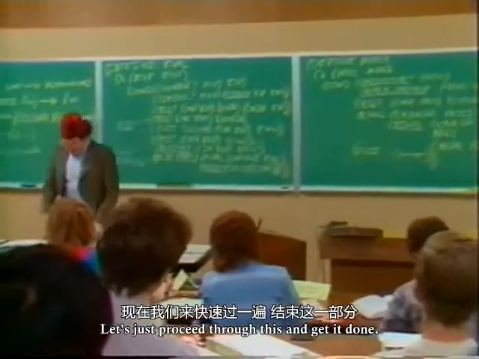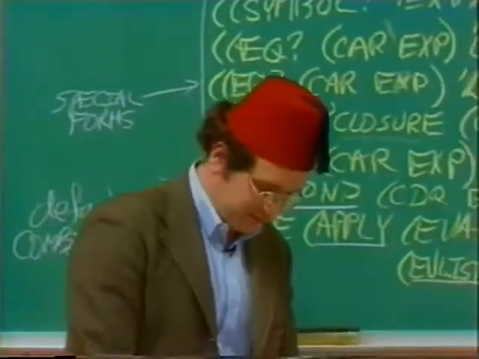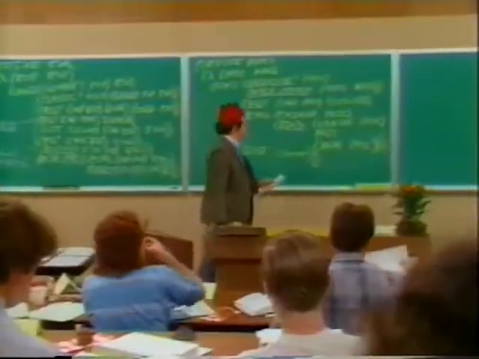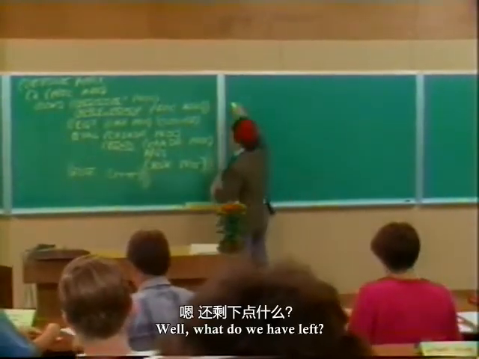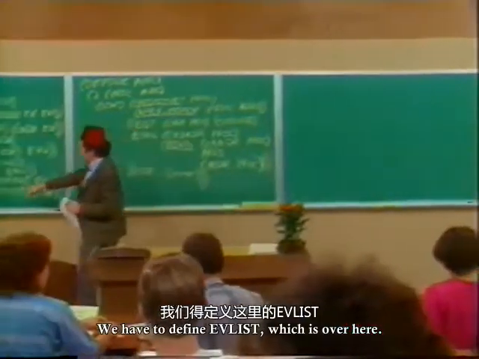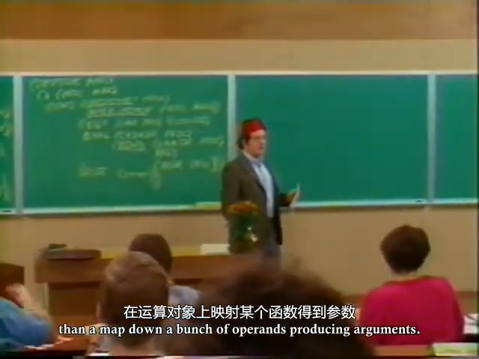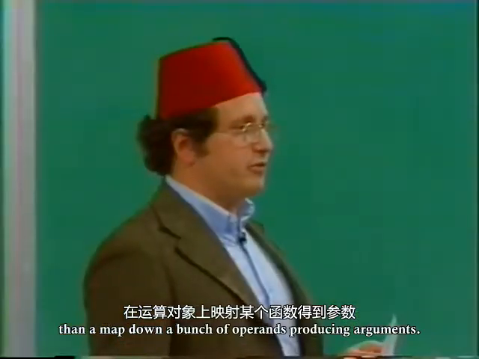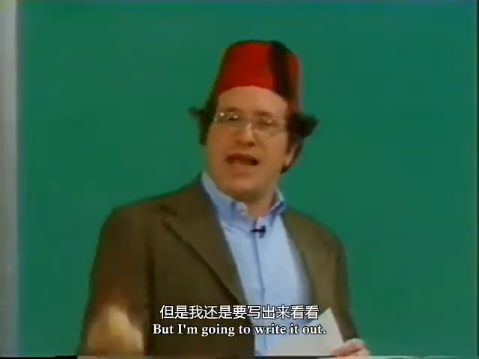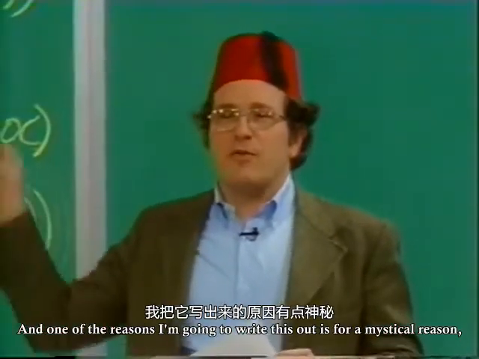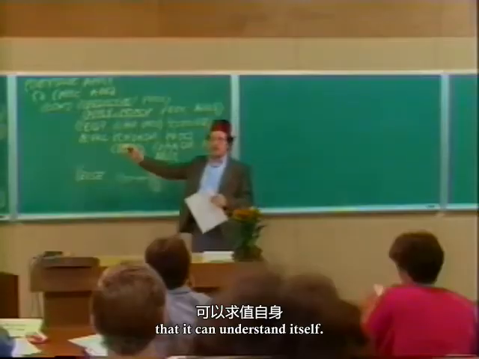Well, let's just proceed through this and get it done. There's only 2 more blackboards, so it can't be very long. It's carefully tailored to exactly fit. Well, what do we have left? We have to define evlist, which is over here. And evlist is nothing more than a map down a bunch of arguments, operands, producing arguments. But I'm going to write it out. And one of the reasons I'm going to write this out is for a mystical reason, which is I want to make this evaluator so simple that it can understand itself.